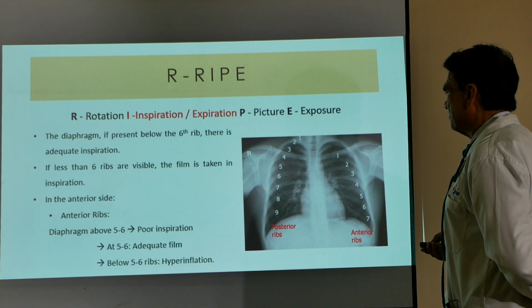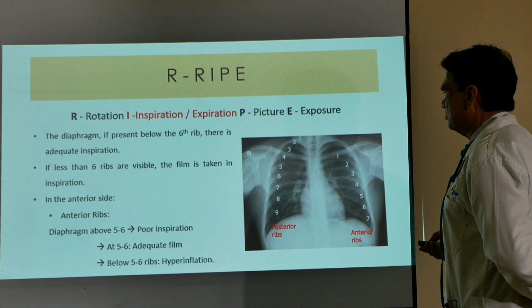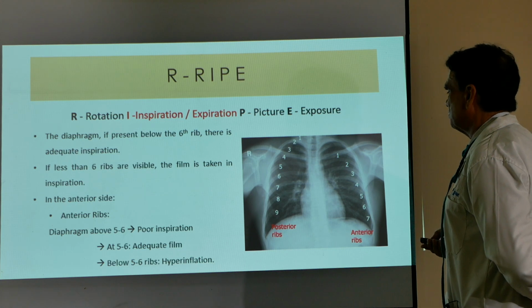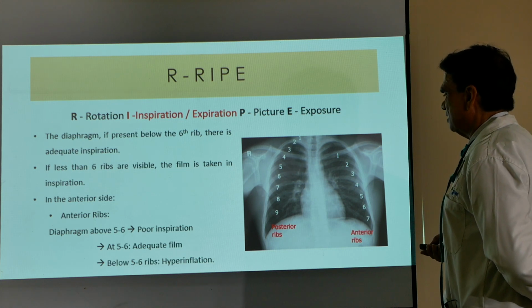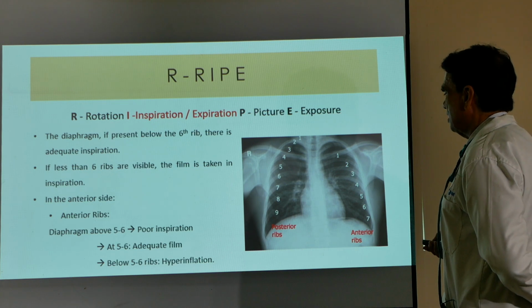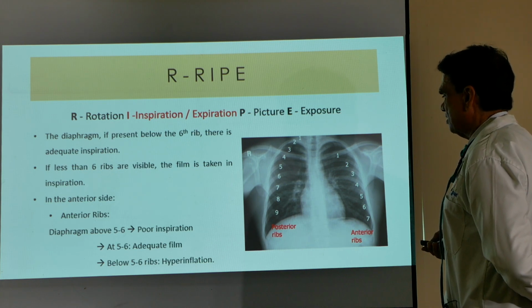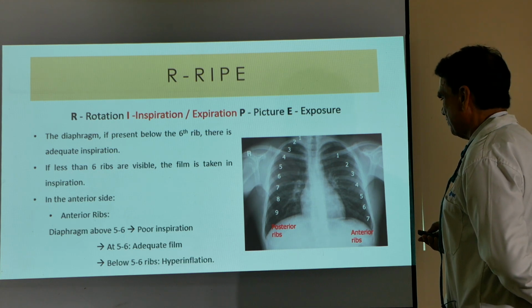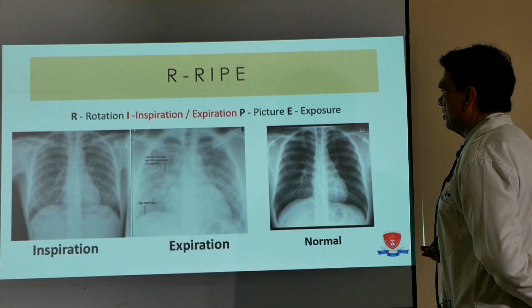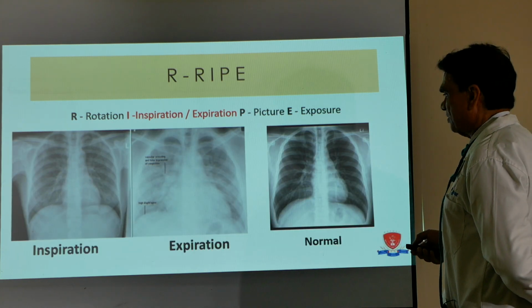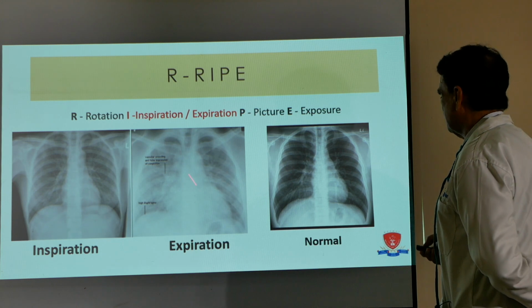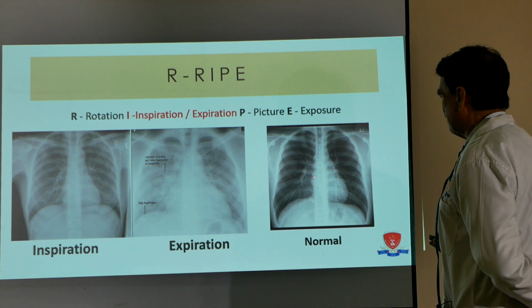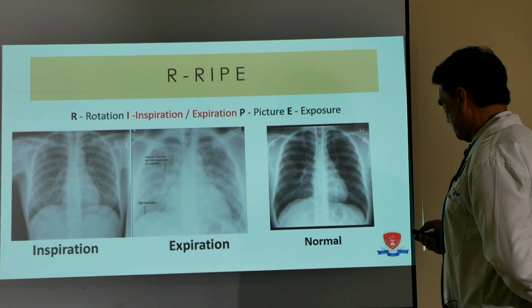If fewer than 6 ribs are visible, the film is poorly inspired. On the anterior side, if the diaphragm is above the 5th to 6th rib, it means poor inspiration. If the diaphragm lies at the 5th or 6th rib, it is an adequate film. If it lies below the 5th to 6th rib, it is hyperinflation, that is, the film is poor. So this is the picture of inspiration, this is expiration, and this is no doubt a normal film. So I stands for inspiration and expiration.